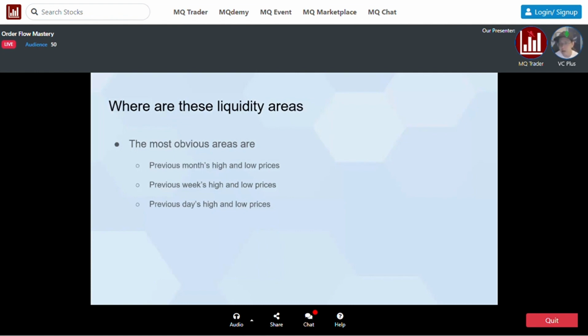The most obvious areas are going to be our monthly high and low, our weekly high and low, as well as the daily high and low. Obviously, there are also areas like psychological numbers, where a lot of traders put in orders around those levels. You can also identify key significant support and resistance and things like that. But today we're going to just focus on these three: monthly high and low, weekly high and low, and daily high and low.